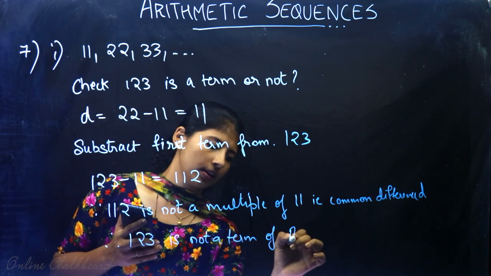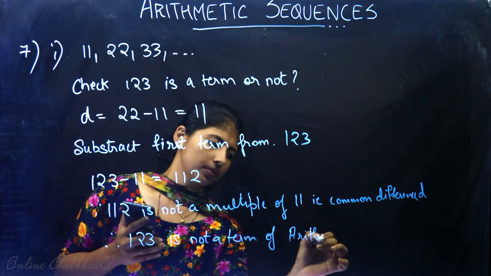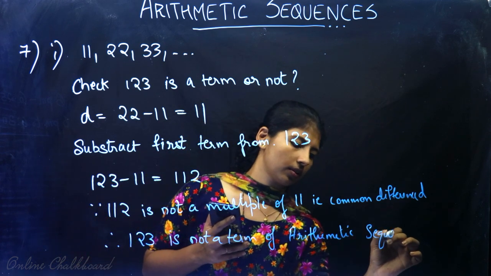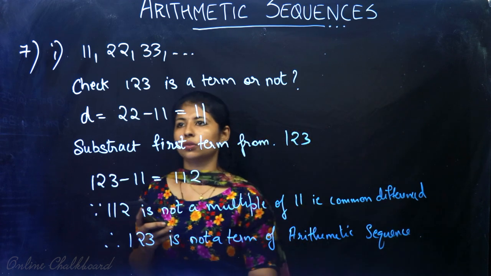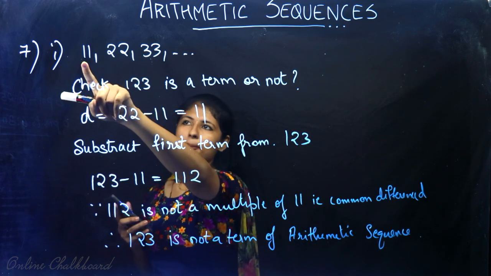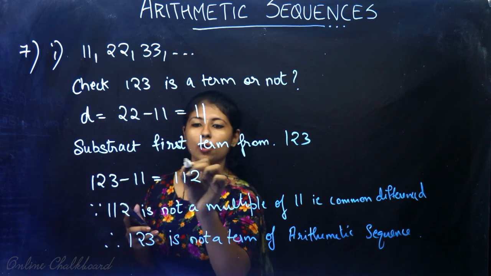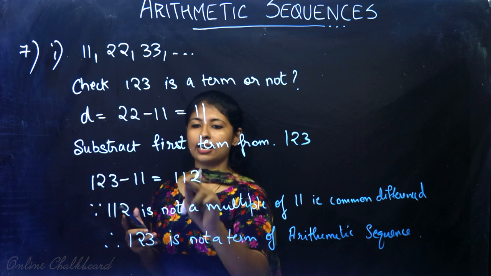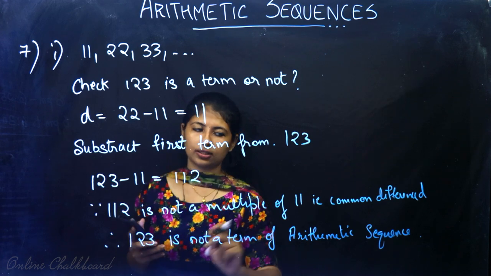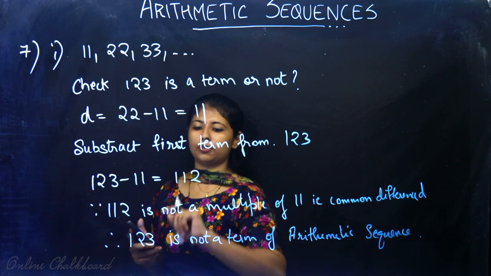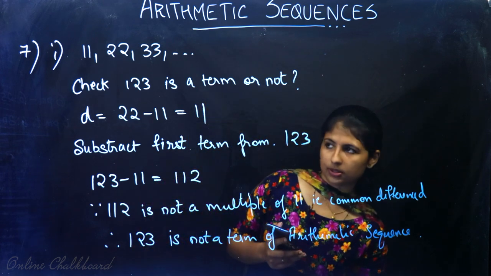of the arithmetic sequence. Alangi arithmetic progression nu ezhudha. So first 123 ni 11 subtract cheyidapothekkum nammal nerthu parnju pole adayathu ee oru common difference multiple cheythu add cheyyuvaanengil maatrame 123 is a term of arithmetic sequence parayan pattullu. Pashcha adalla, it's not a multiple of the common difference, therefore it is not a term of the arithmetic sequence.